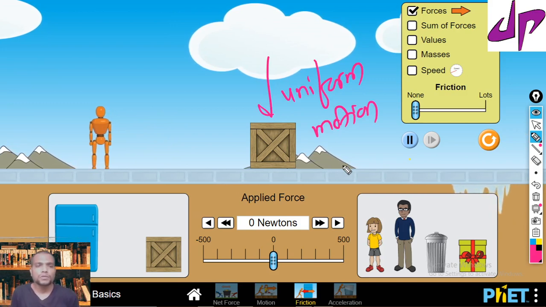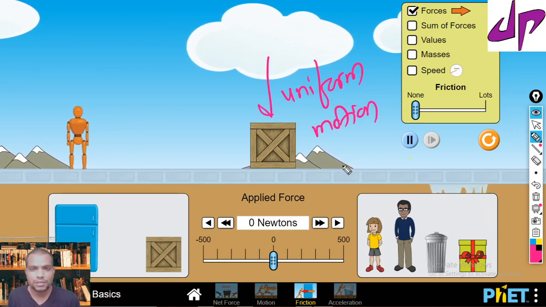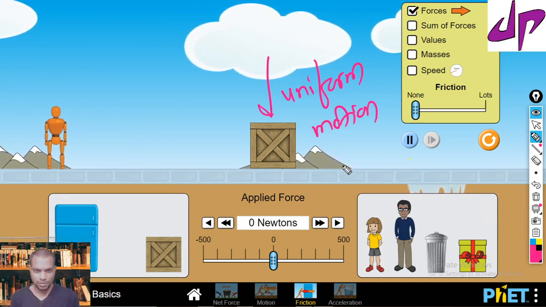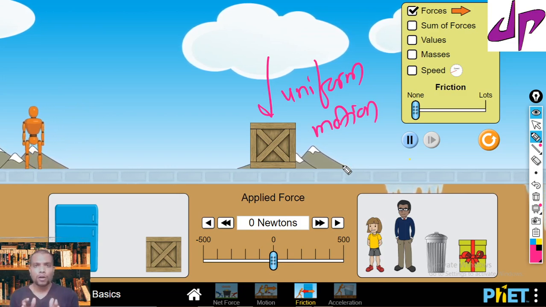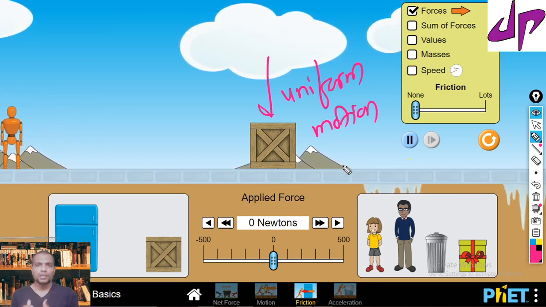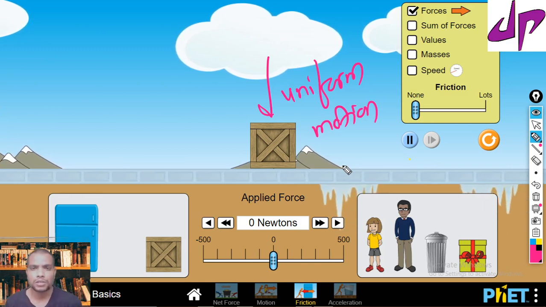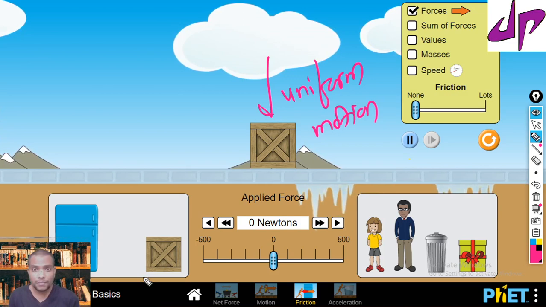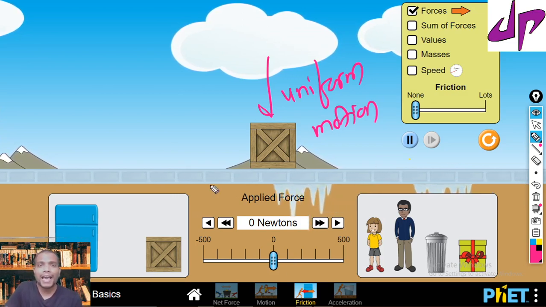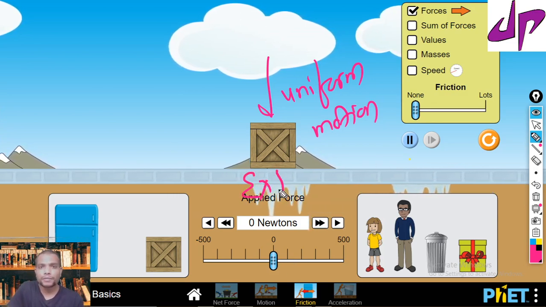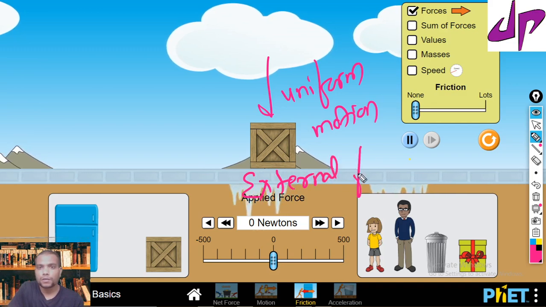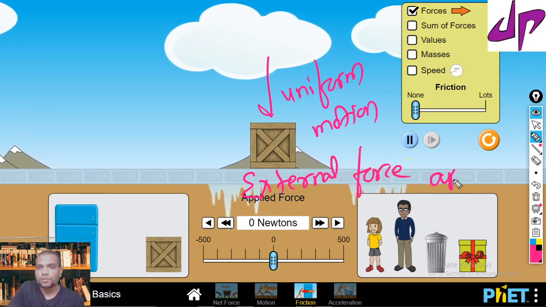So two things happen. If an object is in the state of rest, it wants to be in the state of rest forever. Or if an object is moving with uniform velocity, it wants to stay in uniform velocity. How long will it be? Until an external force is applied.